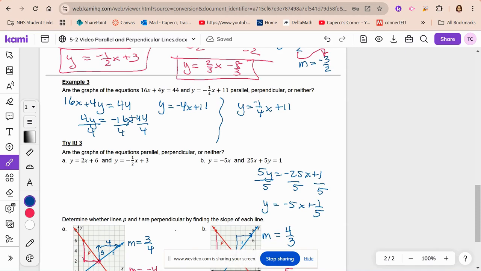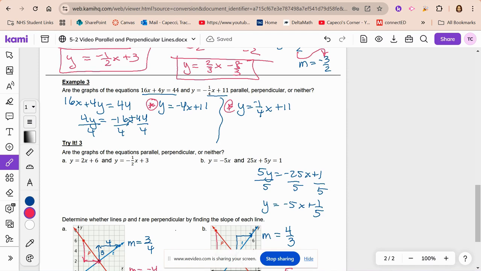Okay, in our next example, the question is, are the graphs of the equations, and they give us two lines, parallel, perpendicular, or neither? So again, to save some time, I put this first equation in slope-intercept form. You can't answer this question unless you have them both in slope-intercept form. The second one was already in slope-intercept form.